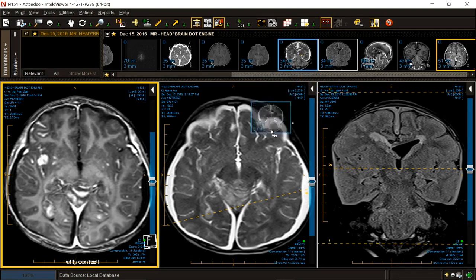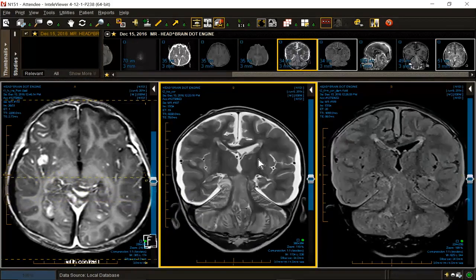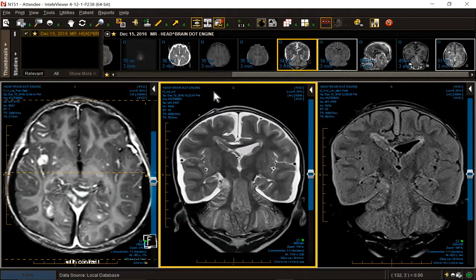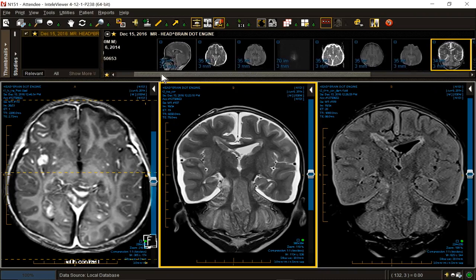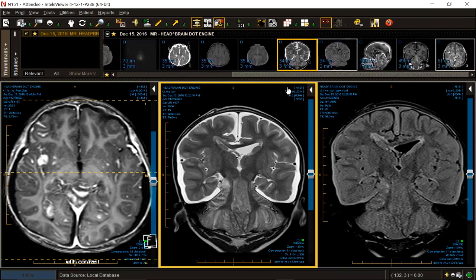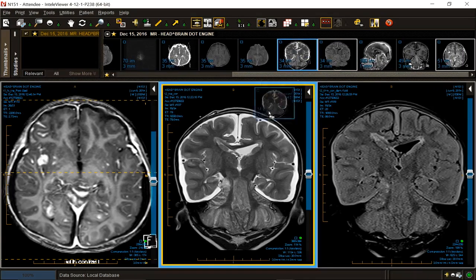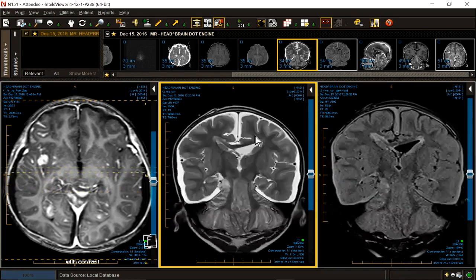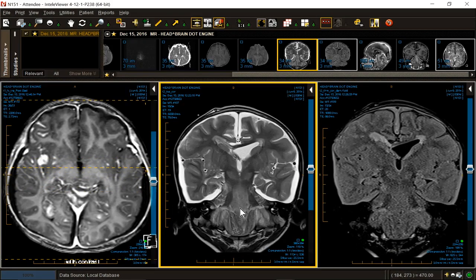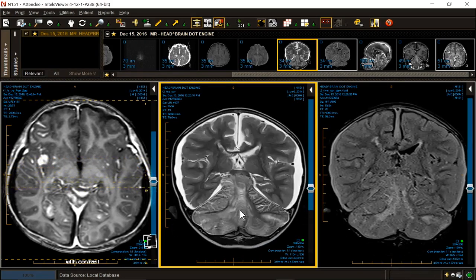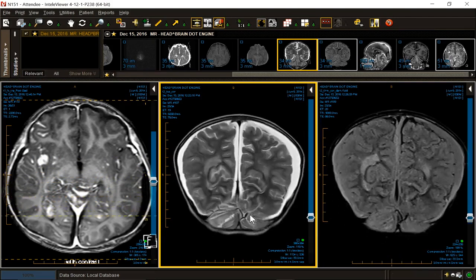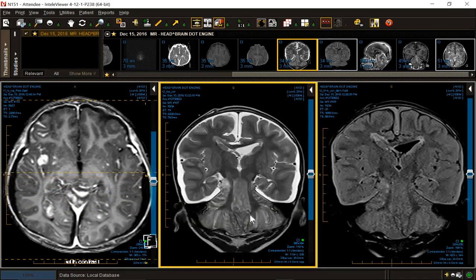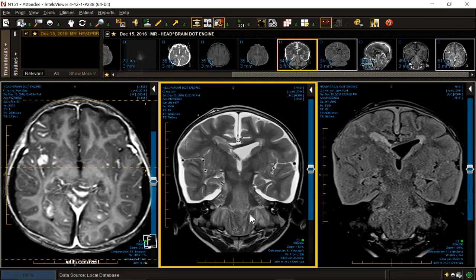Let's go back to the T2 and look at the guts of our mass. In fact, the sagittal, not that helpful in terms of the T2 because it's not a T2. But what do we think of the signal of our mass? Will we say it's high, intermediate, or low?